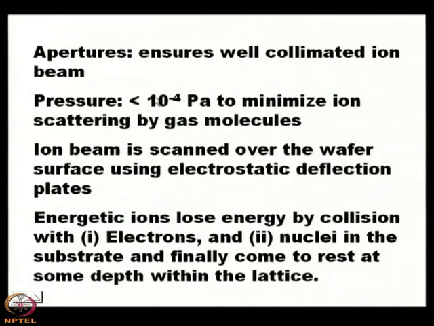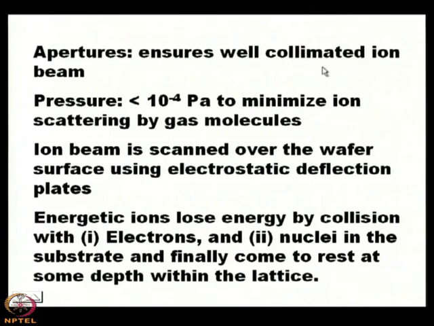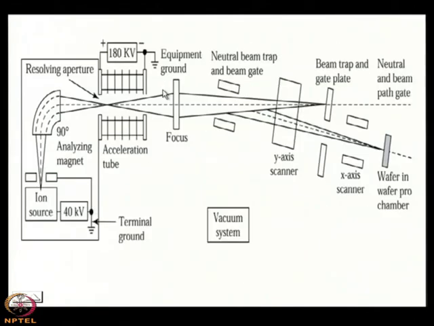Then there are apertures, which ensure a well collimated ion beam so that it does not get deflected. If it gets deflected, then the control will be very difficult. So that is why there is a collimated ion beam. You can control the diameter of the aperture as per your requirement. It depends on the diameter of the ion beam. You can increase the diameter, you can decrease the diameter.